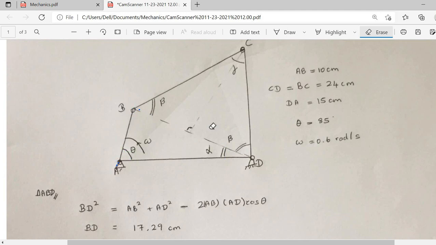When we are finding the value for BD, you can directly use the cosine rule: BD squared is equal to AB squared plus AD squared minus 2 AB AD cos theta. Here we knew the value for AB as well as AD, and we can use this theta variable because we are going to draw the graph for theta versus the velocity of C. So it's not a big deal.